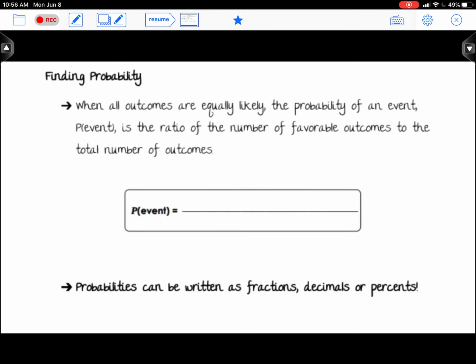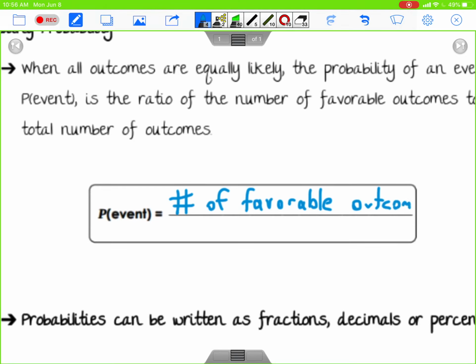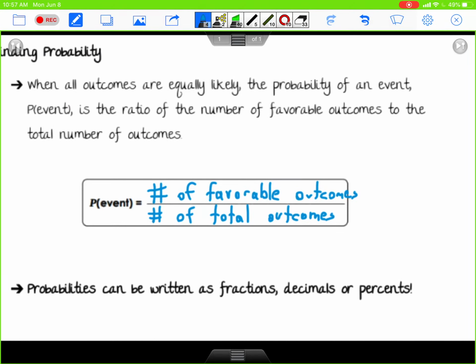Okay, finding probability. When all outcomes are equally likely, the probability of an event, which is written as P(event), is the ratio of the number of favorable outcomes to the total number of outcomes. So our formula here is the number of favorable outcomes on the top, and then on the bottom of your fraction is the number of total possible outcomes. To make it a little simpler, the top is what you want, the number of things you want, and the bottom is the total of everything there is in your problem. So what you want goes on top, the total always goes on the bottom.